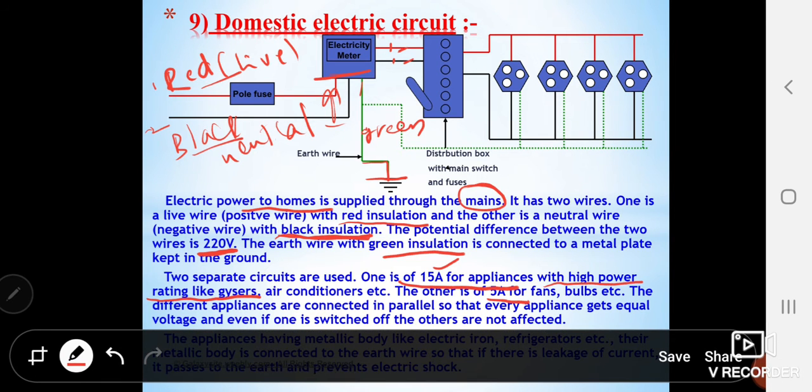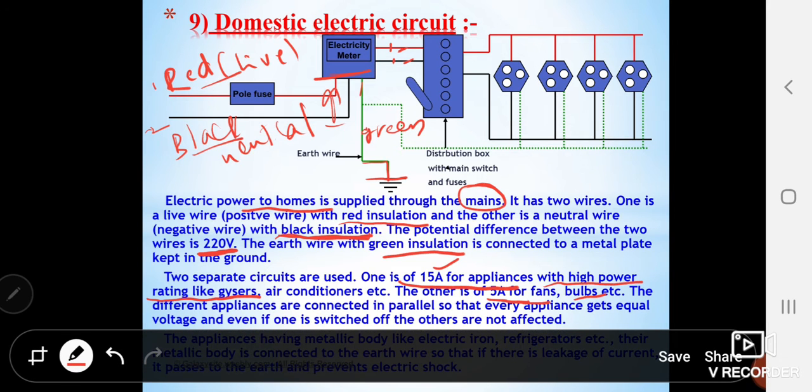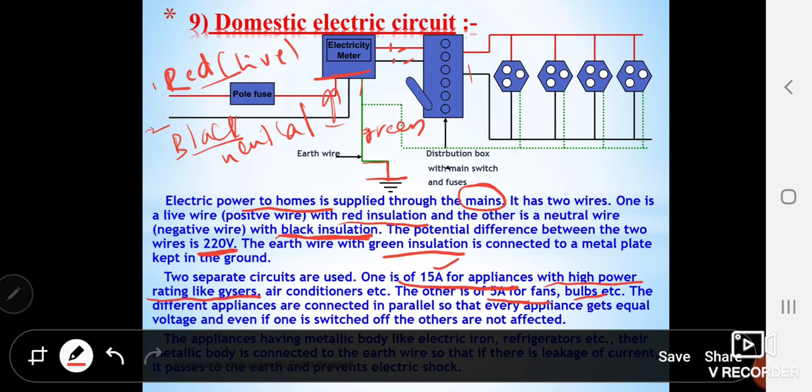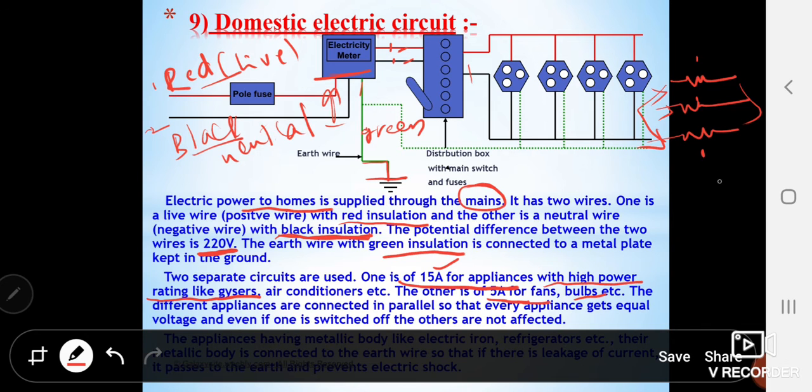And the other electrical devices such as fans and bulbs consume very little electrical energy, hence they are connected to the other circuit, which may be 5 ampere. The different appliances are connected in parallel. Keep in mind, always a parallel circuit. Say, for example, if it is a bulb, a TV or a fan, separate electrical energy can be transmitted with the help of the parallel combination.